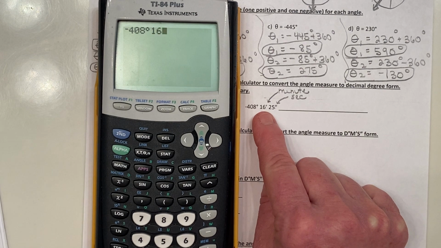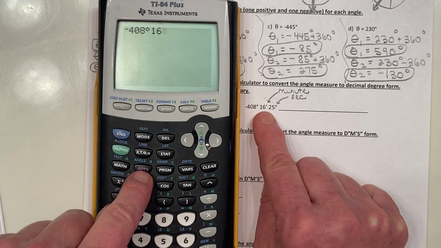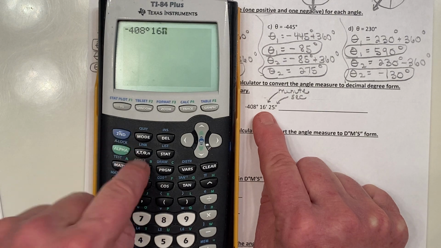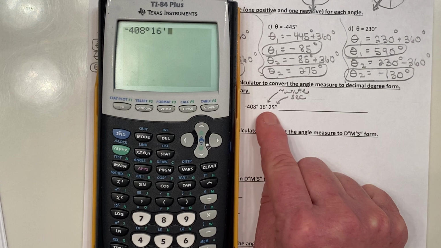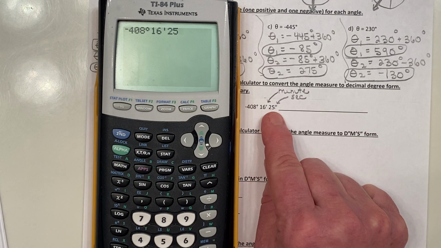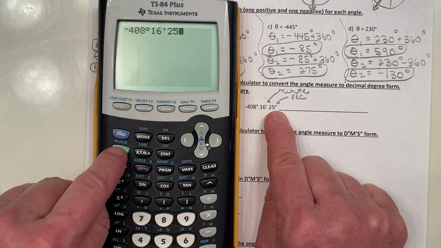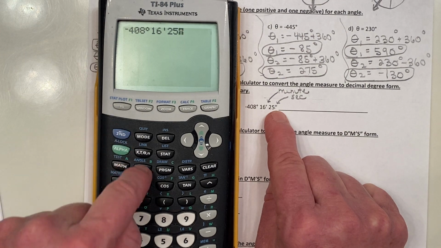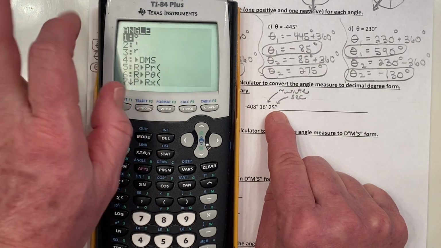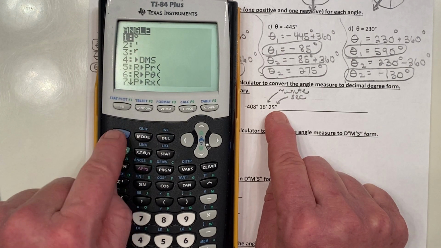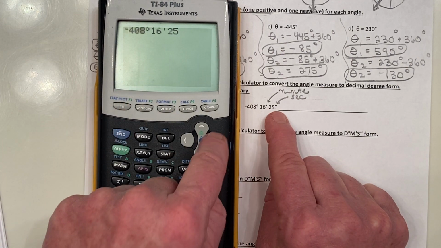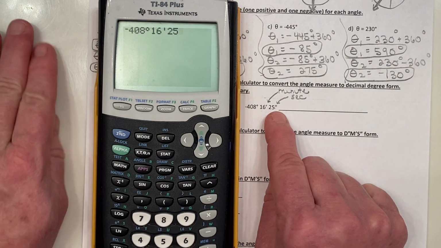Then let's type in 16. We need the minute mark. So again, go to the angle menu, second angle, go down to option 2. Now we're going to enter 25 seconds. You might have noticed that there is not a double quotation mark in this menu. So let me quit, but I still need to go to the end here and put the double quotes.